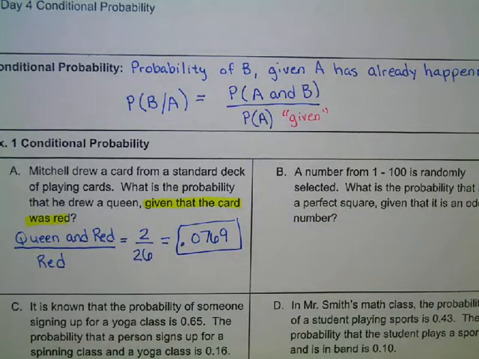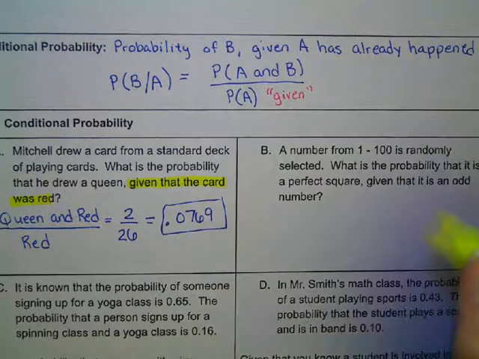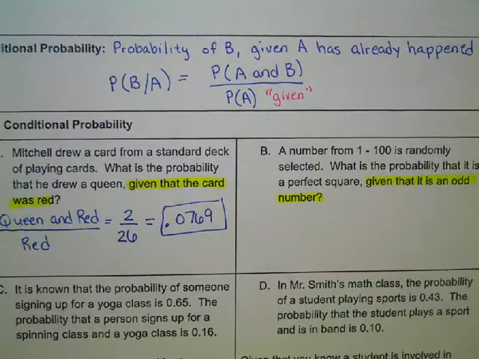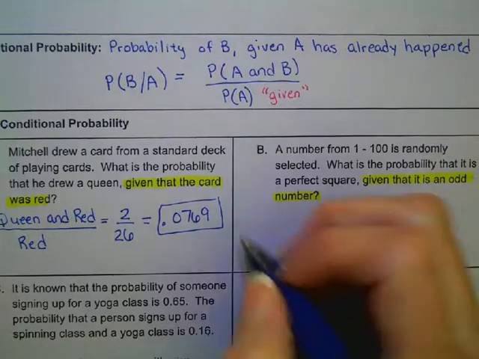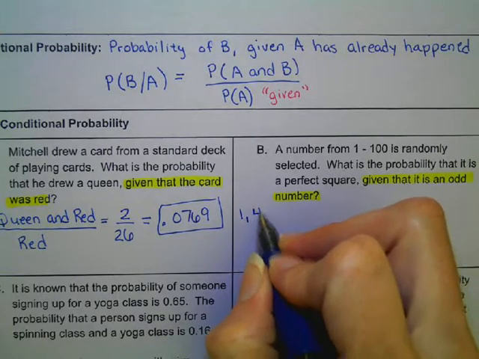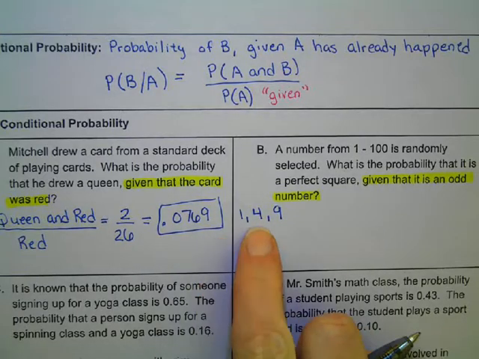A number from 1 to 100 is randomly selected. What's the probability that it is a perfect square given that it is an odd number? Okay, so this is going to require a little bit more work on my part because I don't have all the perfect squares necessarily off the top of my head. So 1 is a perfect square, 4 is a perfect square, 9. I'm just going in my head, 1 times 1, 2 times 2, 3 times 3.